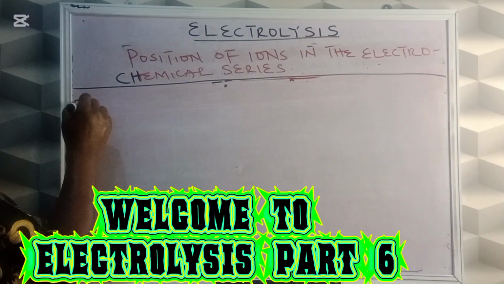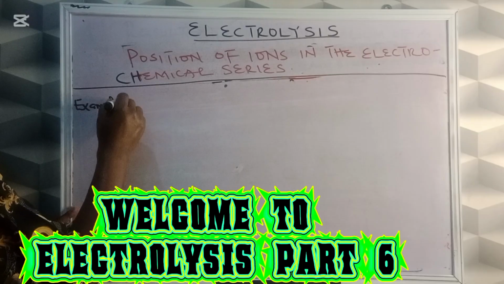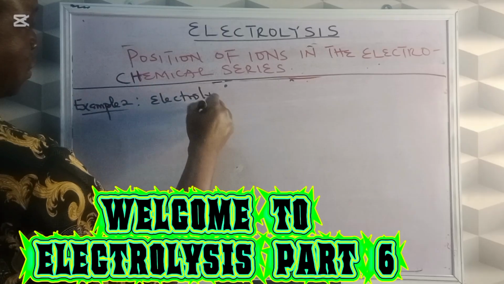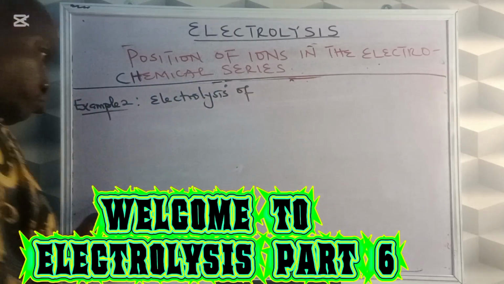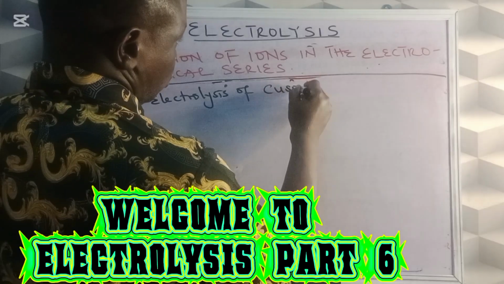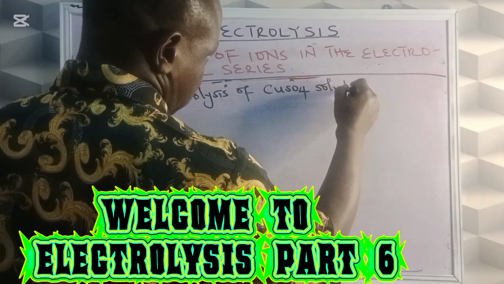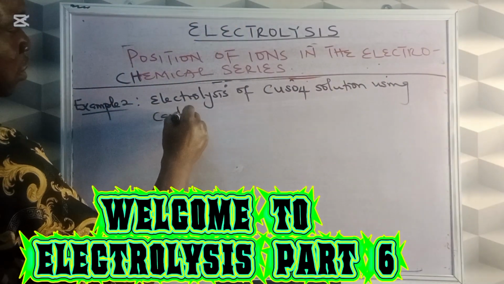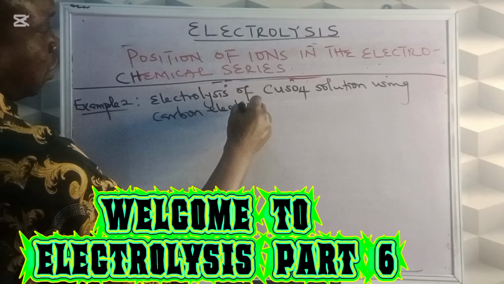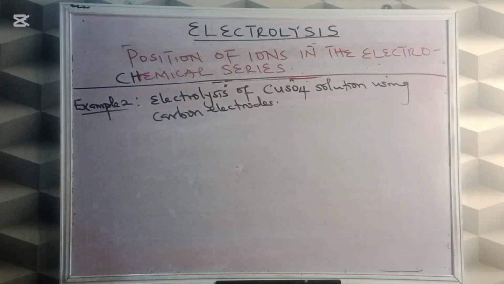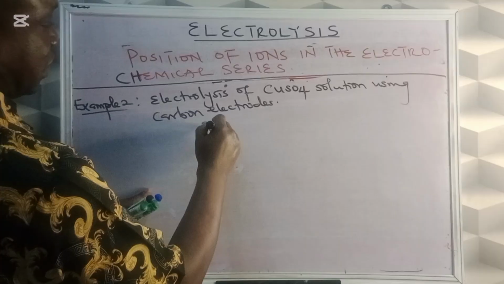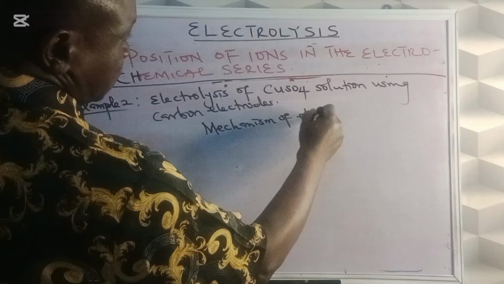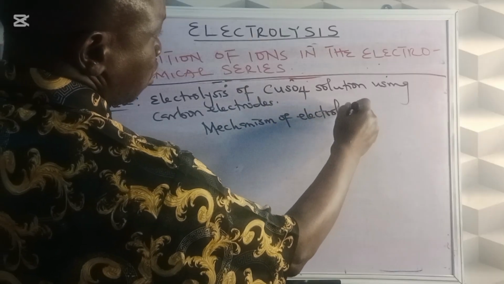That is example 1. Let's see example 2. We have electrolysis of copper(II) sulfate solution using carbon electrodes or platinum electrodes. So we start with the mechanism of electrolysis, or you can call it the chemistry of reaction.